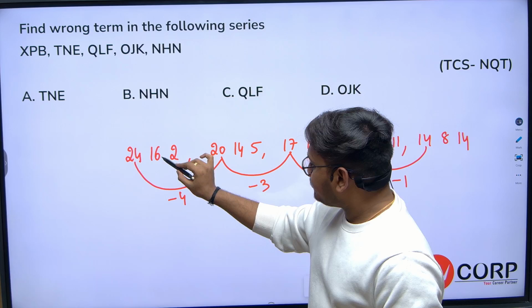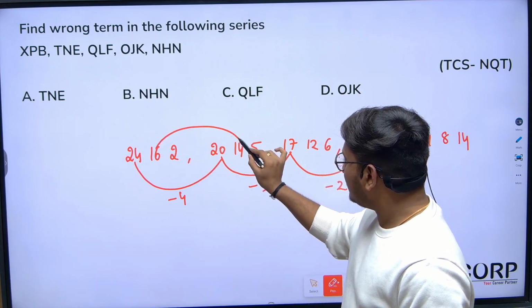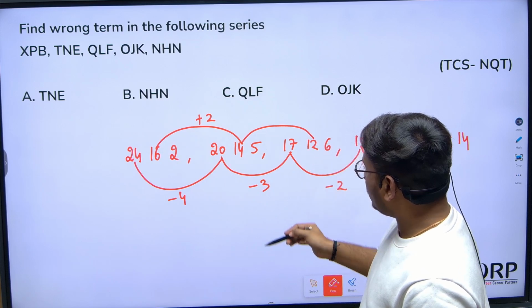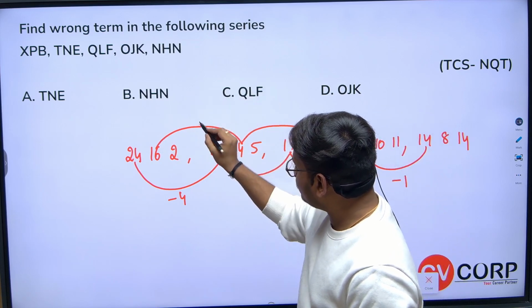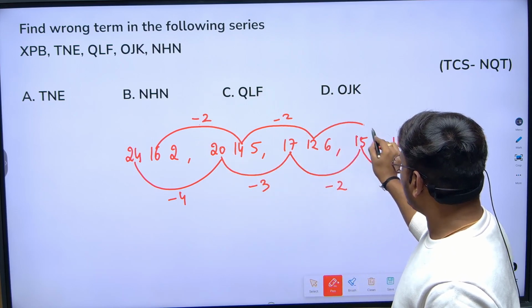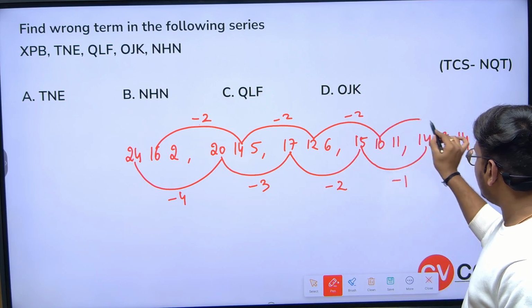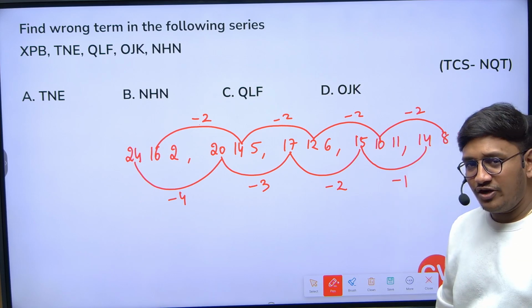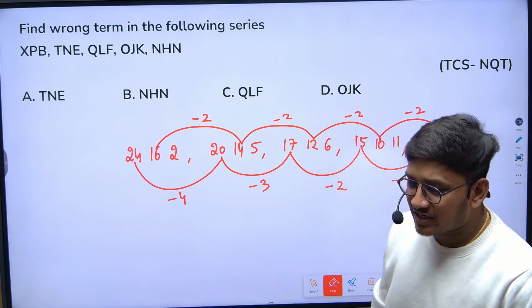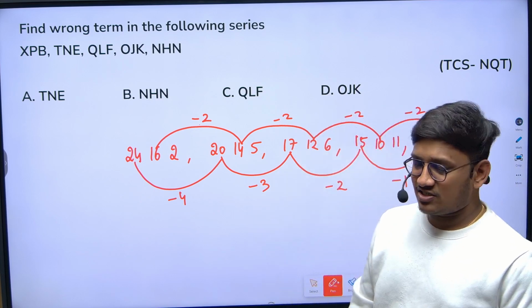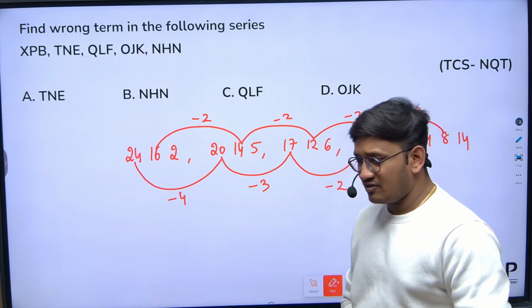If you observe, 16 minus 2, 14 minus 2, all the middle numbers follow the same pattern. So minus 2 is the logic. For the first number we don't find any deviation, and even for the middle letter we didn't find any deviations. Now let's go with the third letter.